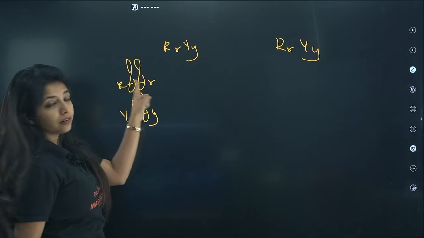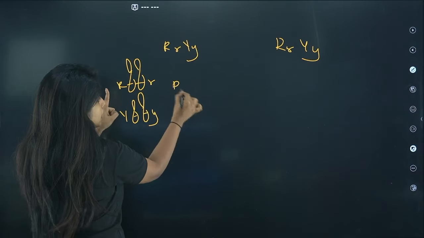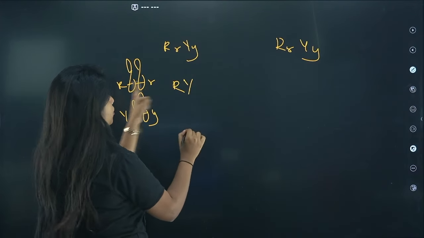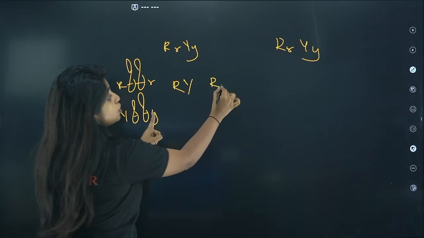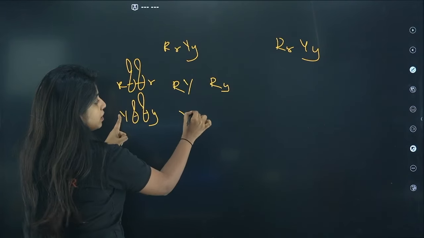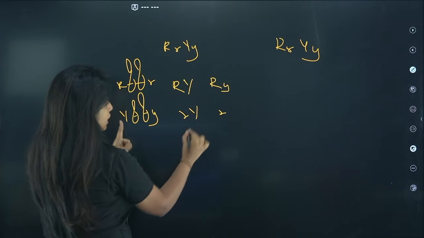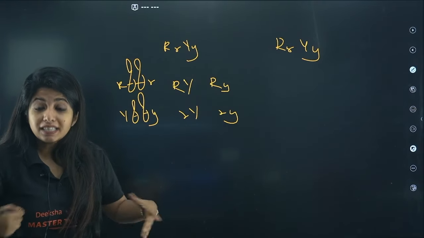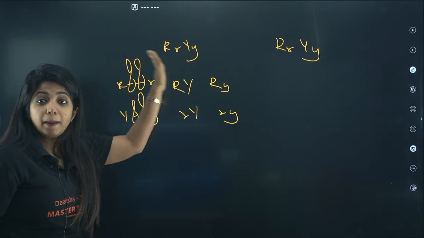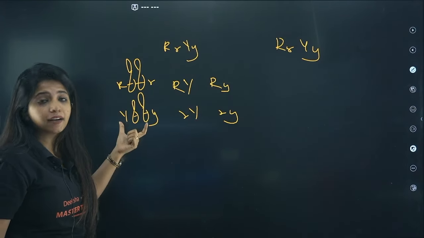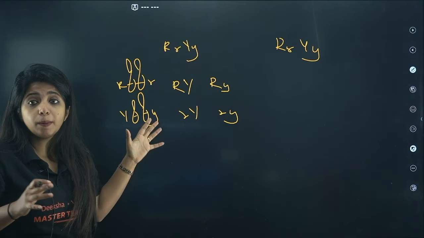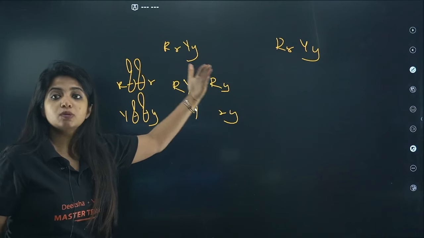From here one can come, it can be capital R. From here one can come, it can be capital Y. Again, from here capital R can come and here small y can come. There are chances: from here small r can come, from here capital Y can come, from here small r can come, from here small y can come. What do you understand from that? The alleles of a character, my dear children, are independently assorting from the alleles of another character. Capital R will not say that it will only come with capital Y. They are assorting independently. It is going with capital Y, and it is going with small y as well.